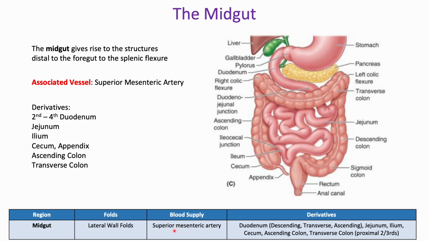The artery that's going to be associated with the midgut is going to be our superior mesenteric artery. So if you know the distribution of the superior mesenteric artery, you know that all of the structures that receive blood by the superior mesenteric artery are derived from the midgut. So we're going to talk a little bit about how these structures are going to rearrange during development from a single tube into this convoluted mess we see in adults.